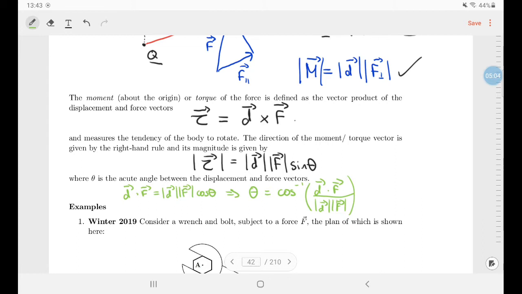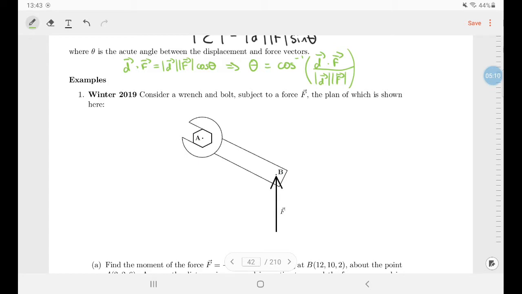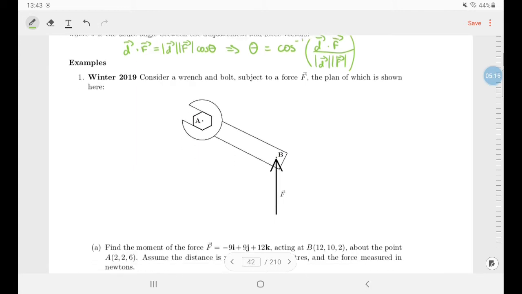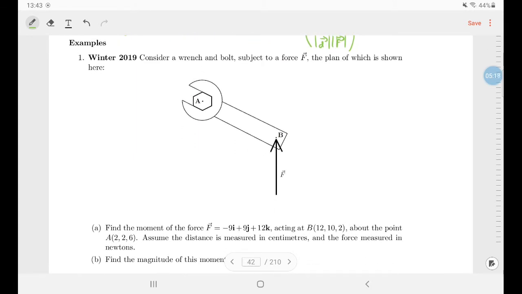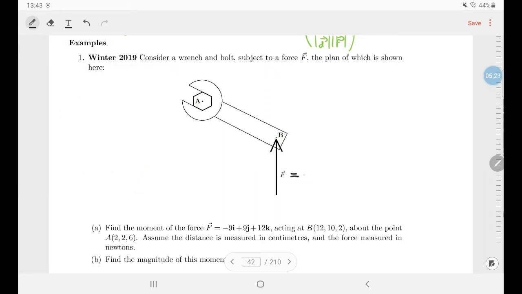Okay, so let's do some examples. Consider a wrench and bolt subject to a force F, the plan of which is shown here. Find the moment of this force. So we have this force here, given in terms of the bracket: -9 along the x, 9 along the y, and 12 along the z. It's acting at (12, 10, 2), about the point A, which is (2, 2, 6). Assume the distance is measured in centimeters and the force in newtons.